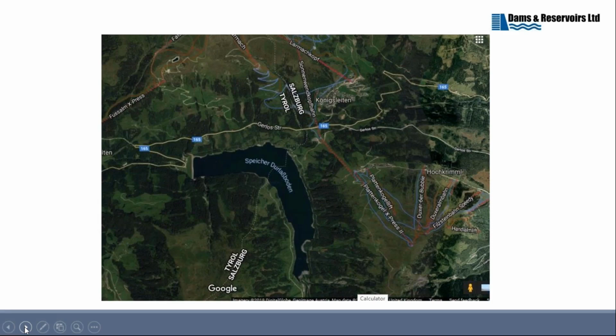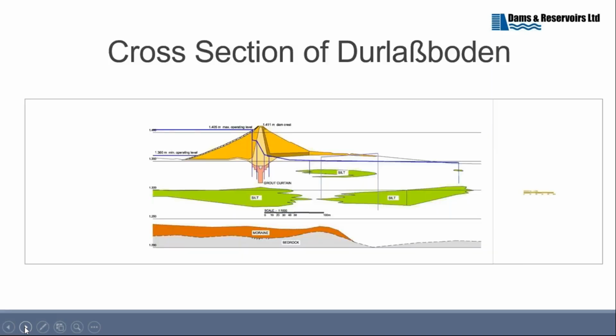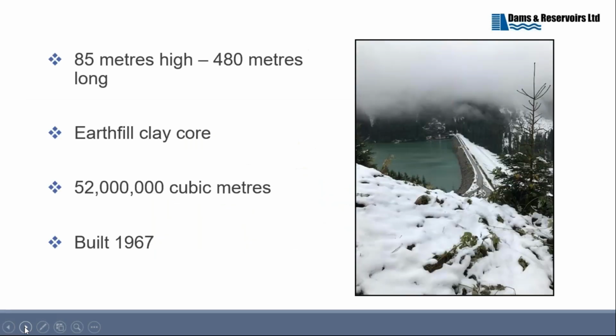And they rang me up and they said, we've heard about this technique, we've heard about you. Could you come and talk to us about our dam called Dürlesboden up in the Austrian Alps, which I went to look at. It's a beautiful site. It's a big dam with a central clay core, and you can see on this cross section a cutoff.